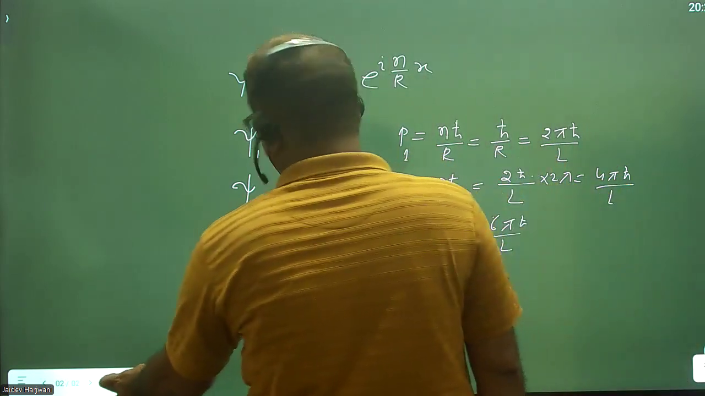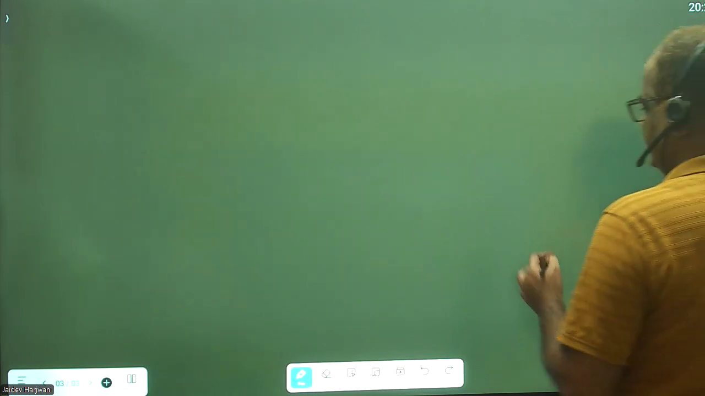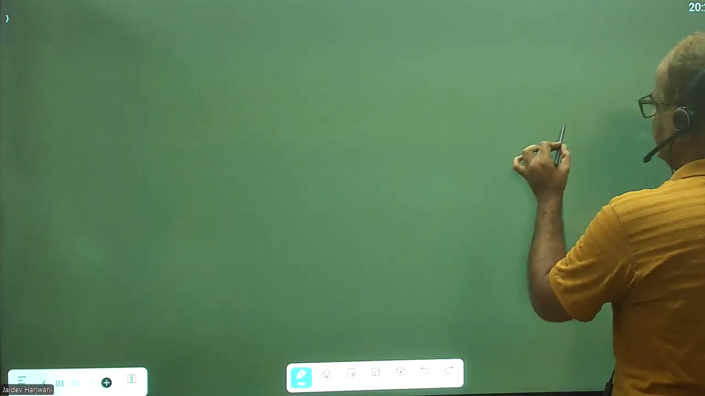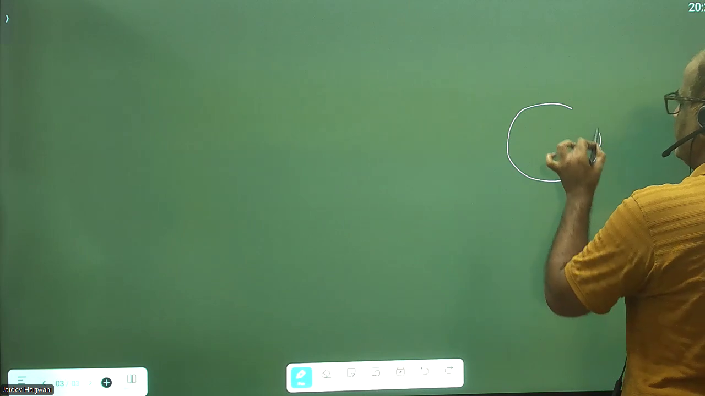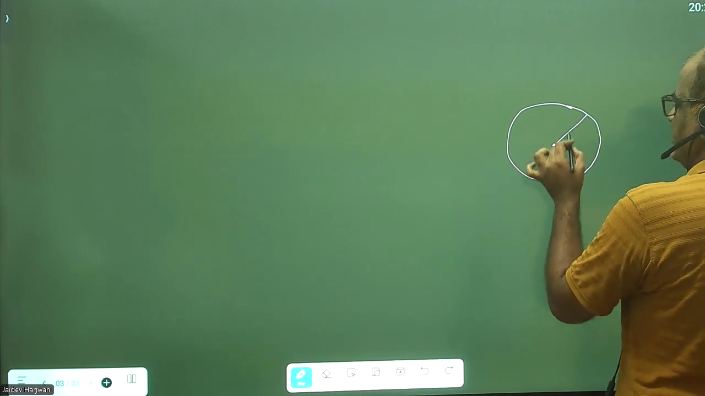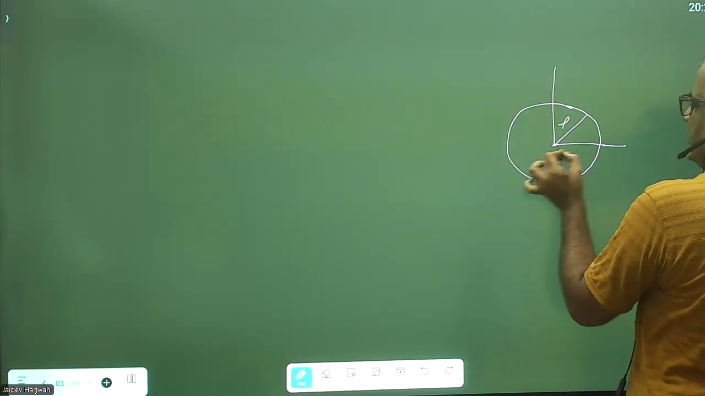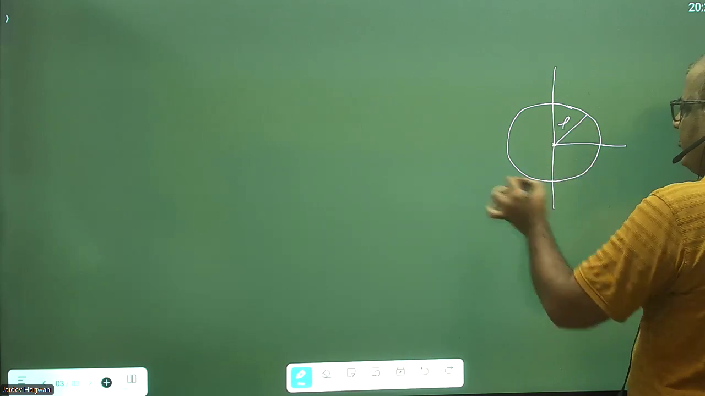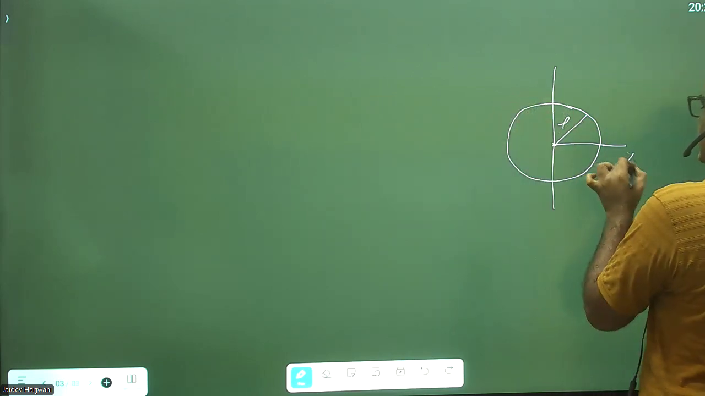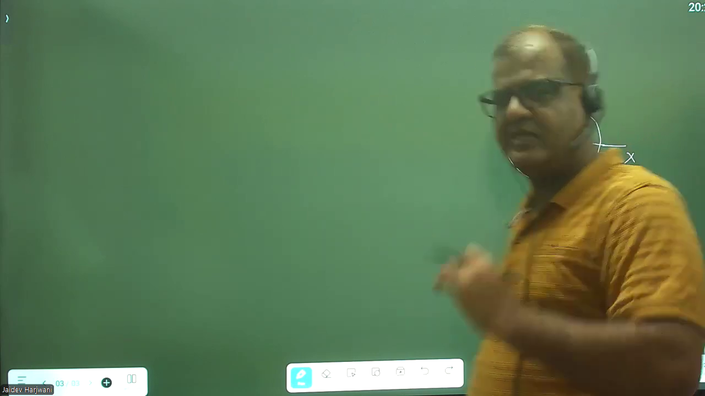So let us take one more page now. For example, say I'm taking a rough example. Say you have a rod of length L, and this rod is moving in an xy plane. So this is the x axis, this is the y axis, and the rod is continuously moving in this plane.